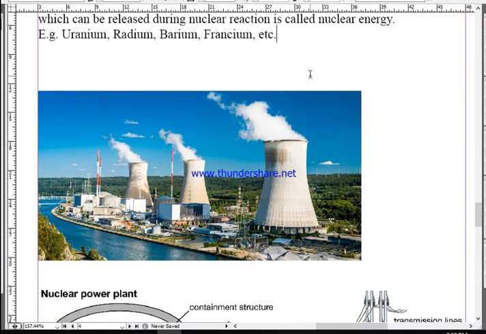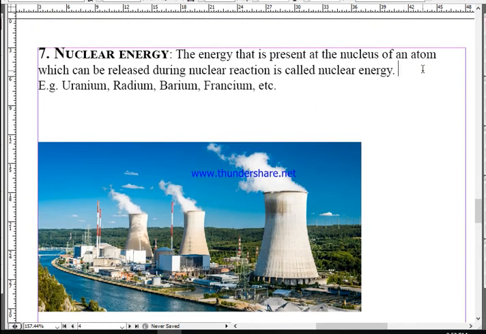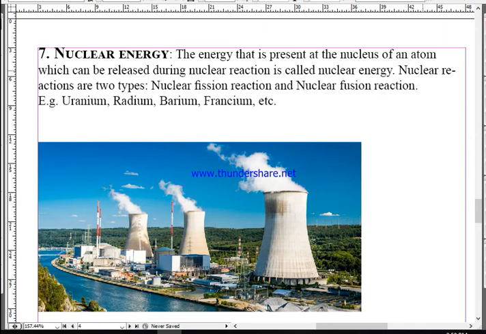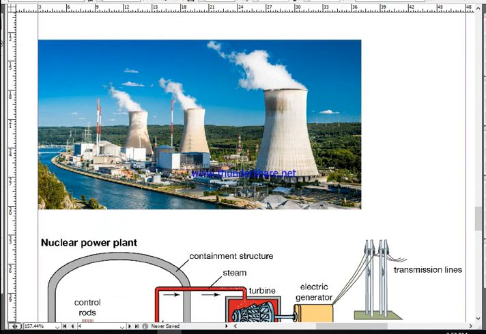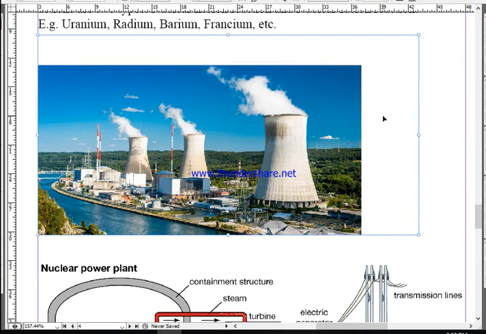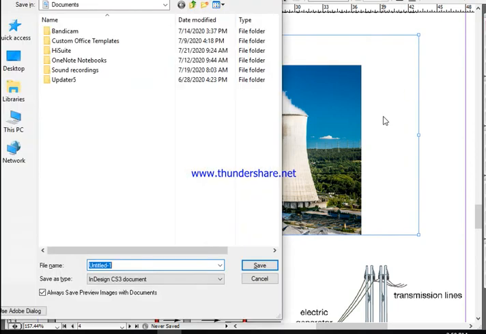Now there are two types of nuclear reaction: nuclear fission reaction and nuclear fusion reaction. In the first example you can see the nuclear fission plant, also called a nuclear reactor.